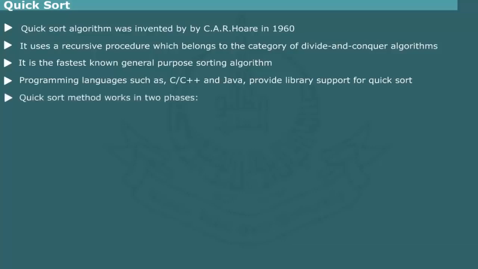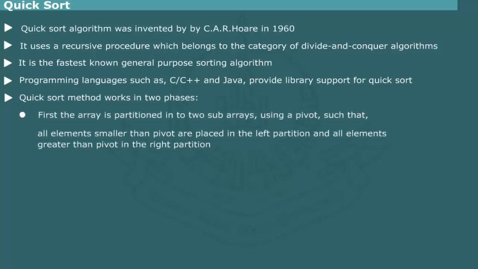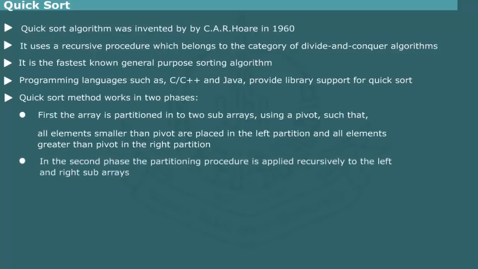The quick sort method works in two phases. First, the array is partitioned into two subarrays using one of the array elements as pivot, such that all elements in the left subarray are smaller than the pivot and all elements in the right subarray are larger than the pivot. In the next step, the partitioning procedure is applied recursively to the left and right subarrays.